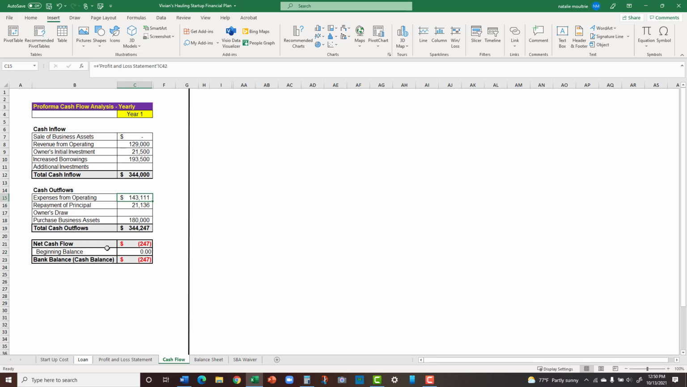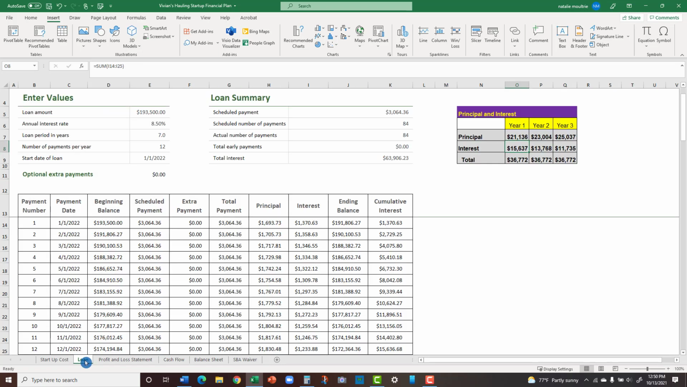Now, remember we talked about the principal repayment. Because the principal amount is not included in your expenses, this is where we have to actually show it, because when we pay the loan back, remember we're going to pay the principal and the interest. So let's take a look at this loan tab. Let me show you what I'm talking about.